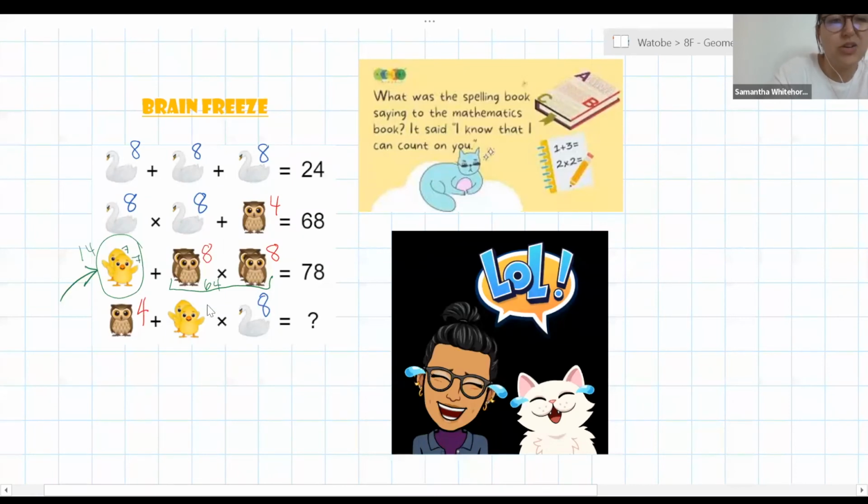But that's actually okay because I know that I've got 2 ducklings here. So I've got the 14. And then remember, guys, we do our order of operations. So we do the multiplication first, 14 times 8. And 14 times 8 is 112. And then we add them together in order to get 116.